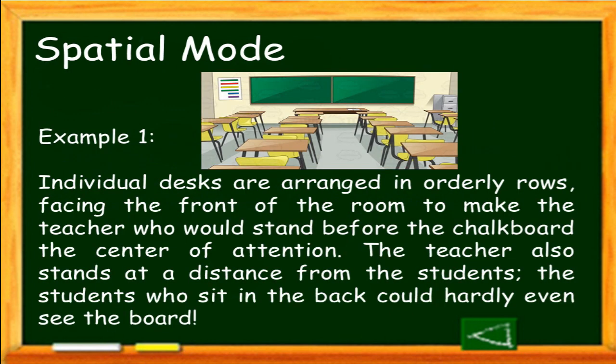Here is a traditional classroom. Individual desks are arranged in orderly rows, facing the front of the room to make the teacher, who would stand before the chalkboard, the center of attention. The teacher also stands at a distance from the students. The students who sit in the back could hardly even see the board.